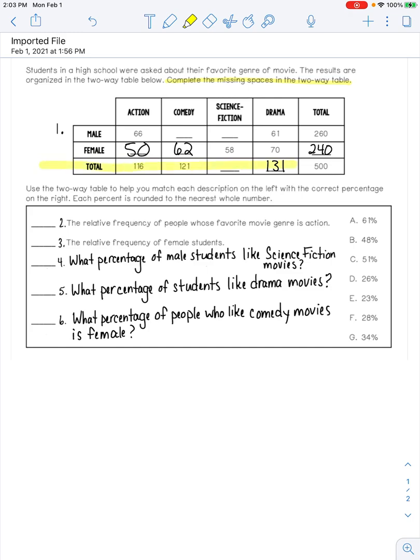I can do the same thing for the overall total. I have the big total, which is 500, and I'm going to subtract everything else. Minus 131, minus 121, minus 116 gives me 132 for science fiction. And then the last couple of missing pieces here, I have the total, so I'm going to subtract. 121 minus 62 is 59. And then I'm going to do the same thing for science fiction. I have the total, so I subtract. 132 minus 58 is 74.